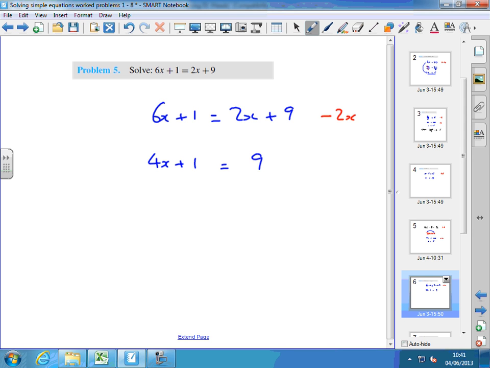Now I have a situation very like the one that I had before. I've just got x's on one side only, and so now get rid of the 1 by subtracting and divide by 4. See if you can carry this one on and get the answer and check for yourself that it's worked.